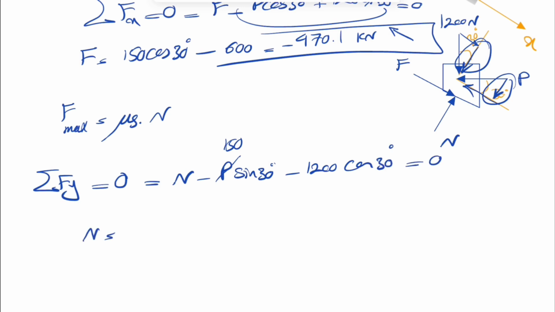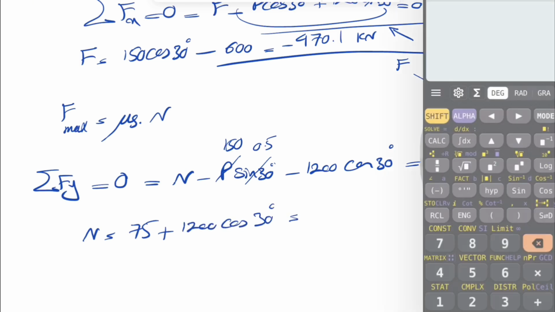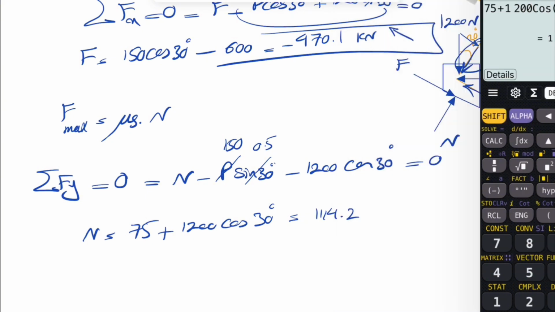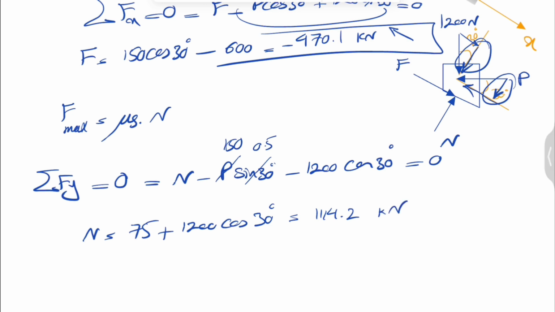We can find N. Again, we know sine of 30 is 0.5, so 75 plus 1200 cosine of 30 degrees. Let's see what we get. 75 plus 1200 cosine of 30 is going to be 1114.2 newtons. That would be our N.